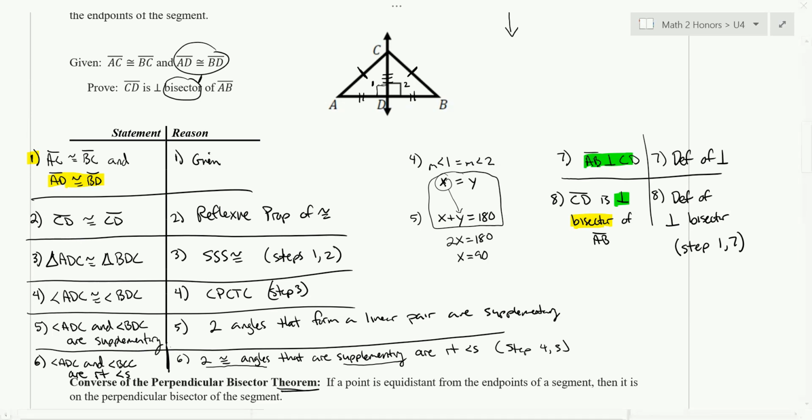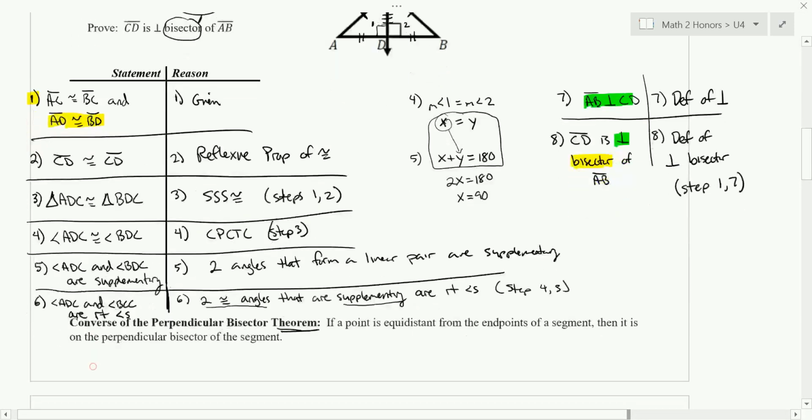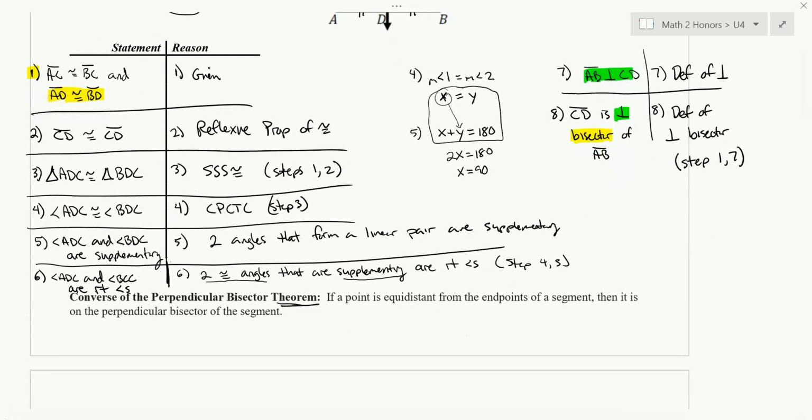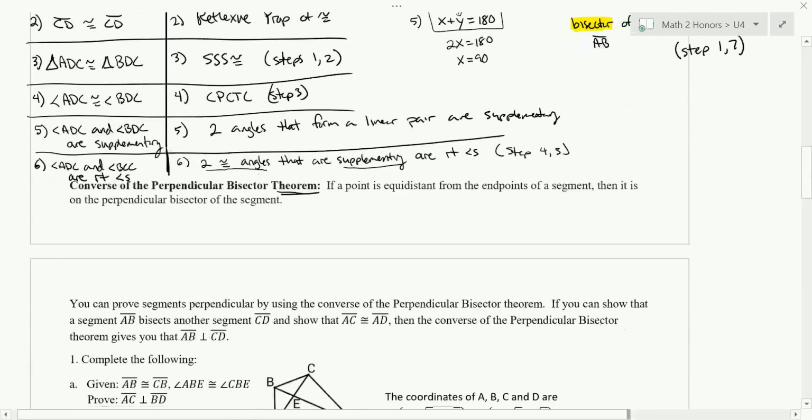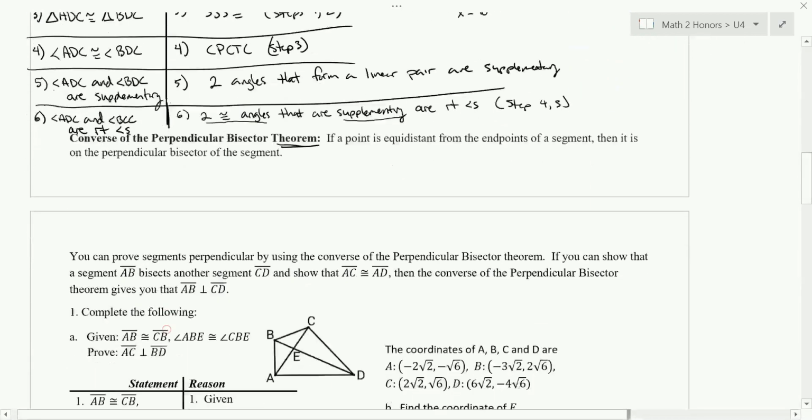All right, so here's what we proved. The converse of the perpendicular bisector theorem says if a point is equidistant from the endpoints of a segment, then it is on the perpendicular bisector of that segment. Okay, so that's what we proved. What's going to be important for you is how to use that in a proof, and that's what the homework is going to be geared toward. And I'm going to get you started on the homework and show you what I mean by that.